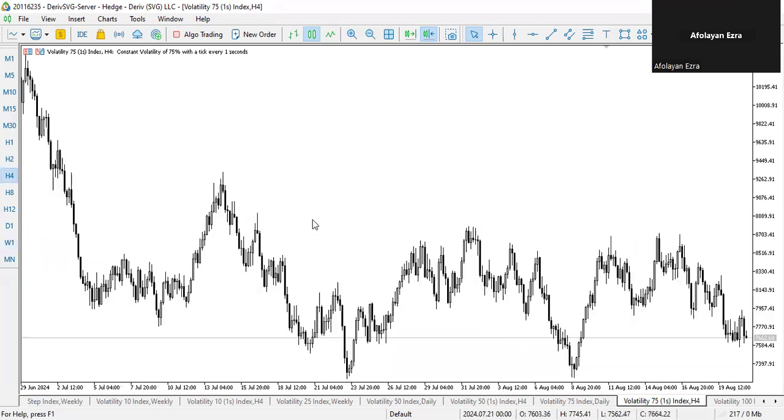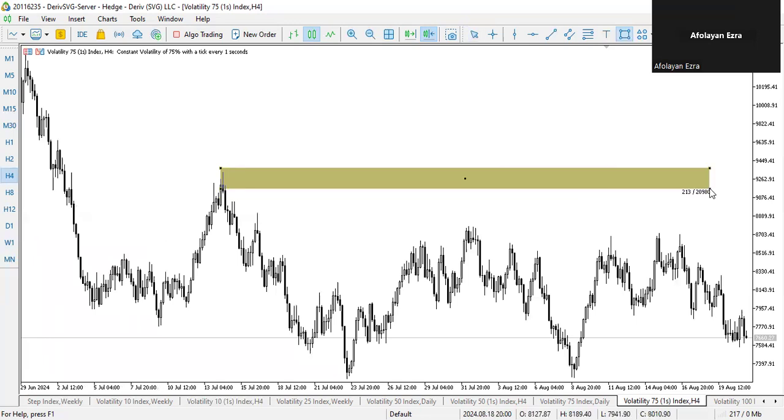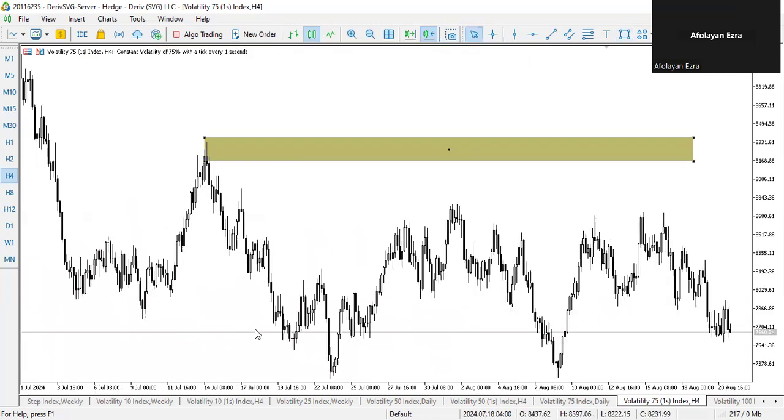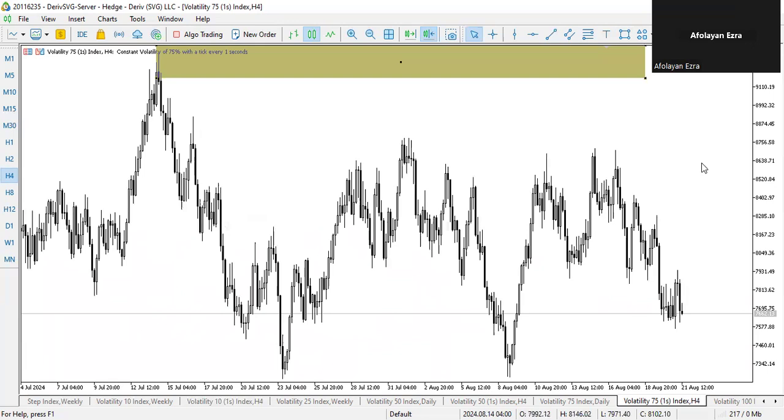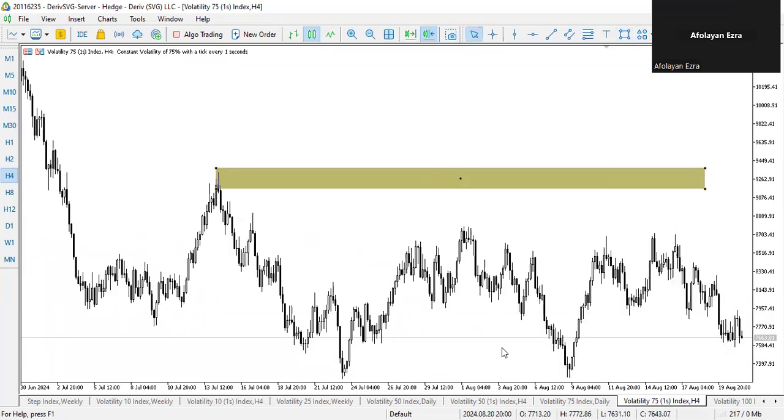Wow, amazing. So even if I wanted to sell this, I would have sold from here, but price didn't come there, so I would have just waited. That's where I would have sold from. Because of this imbalance, I would have started looking for sales around here, but price didn't come there, so it's just what it is.